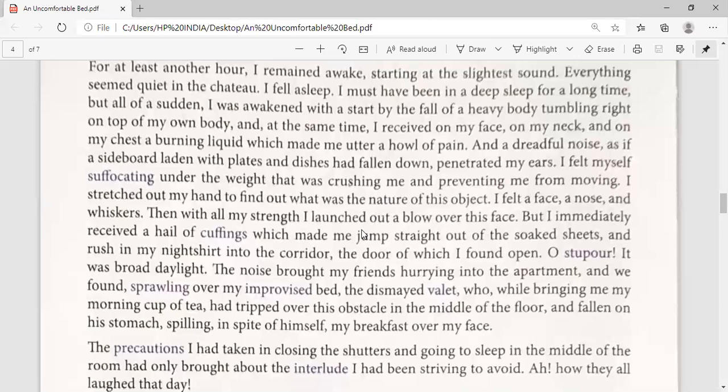penetrated my ears. I felt myself suffocating under the weight that was crushing me and preventing me from moving. I stretched out my hand to find out what was the nature of this object. I felt a face, a nose and whiskers. Then with all my strength I launched a blow over his face, but I immediately received a hail of cuffings, which made me jump straight out of the soaked sheets.